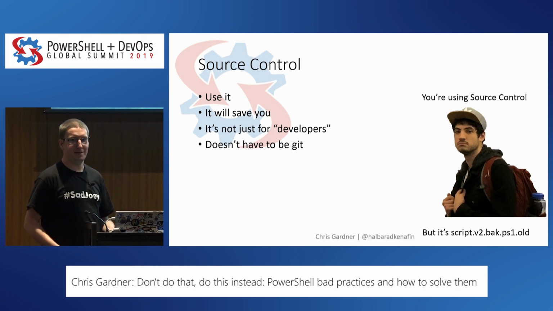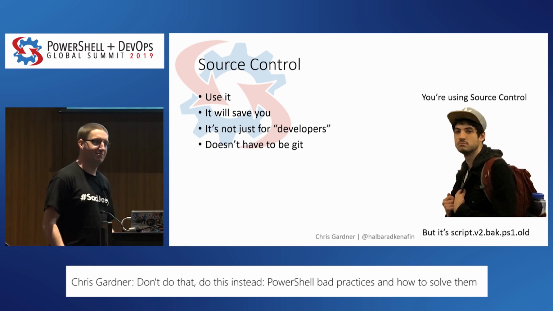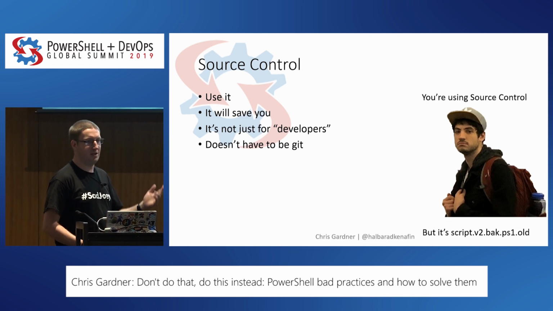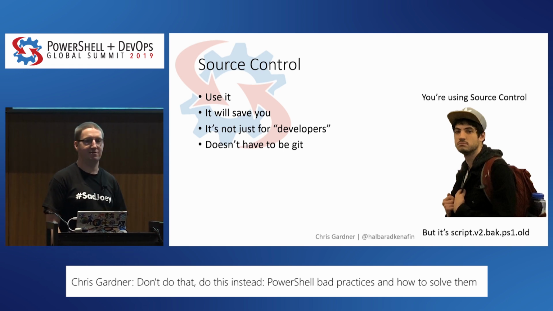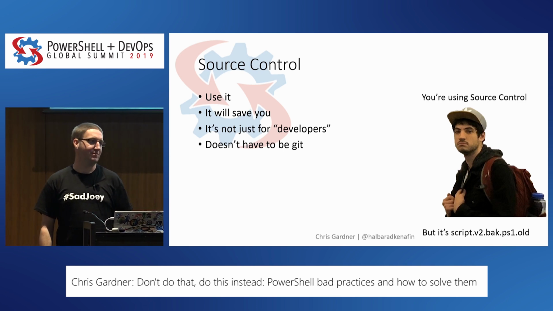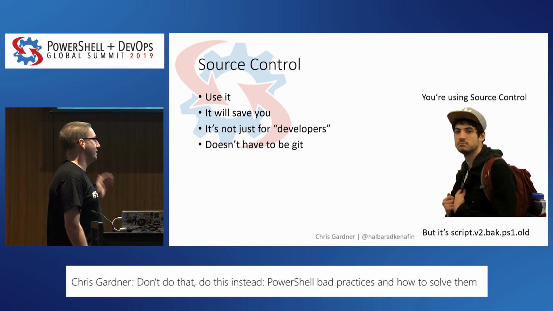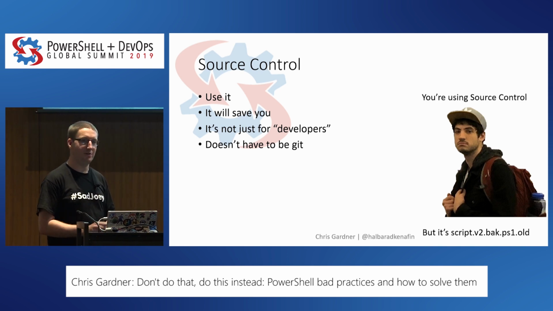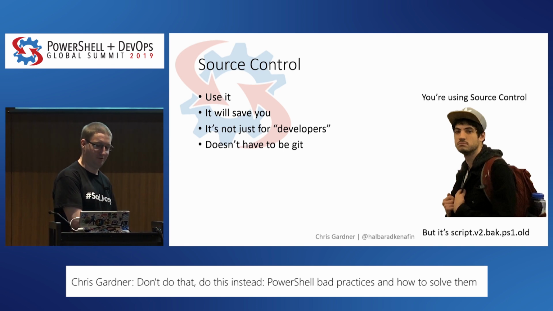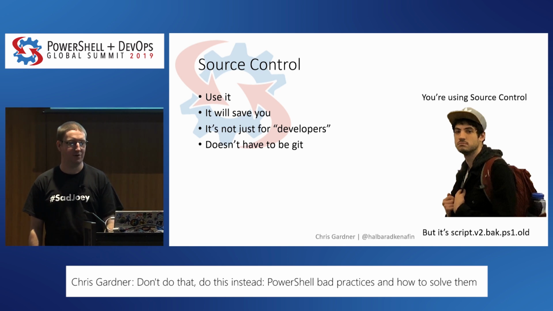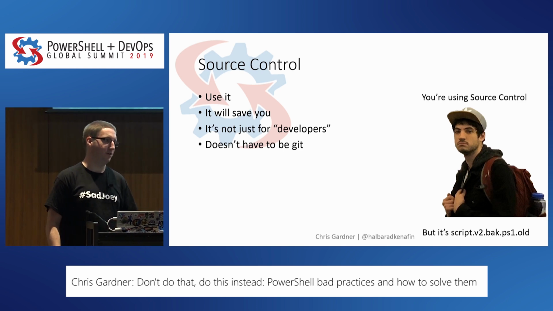And it doesn't have to be Git. It's what the cool kids are using. But use TFVC, Mercurial, SVN, whatever. Just use whatever as long as it's an actual source control product, because it will save your life, or at least, you know, your job.